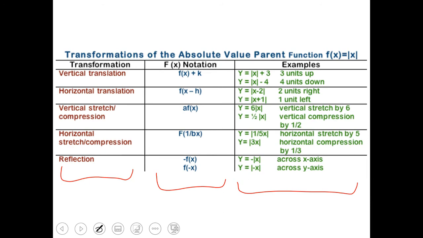Pay close attention when you have to put things inside of the absolute value. Those are all your horizontal transformations versus when you put things outside. Those are all your vertical transformations. And then, of course, pay closest attention to your reflections. Inside is over the y-axis and outside is over the x-axis.